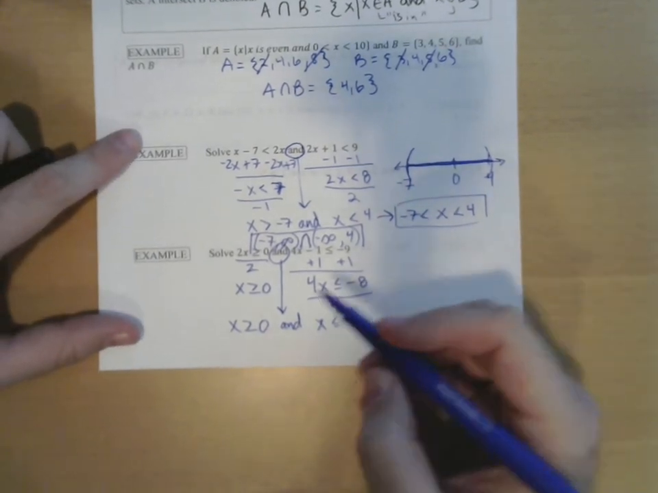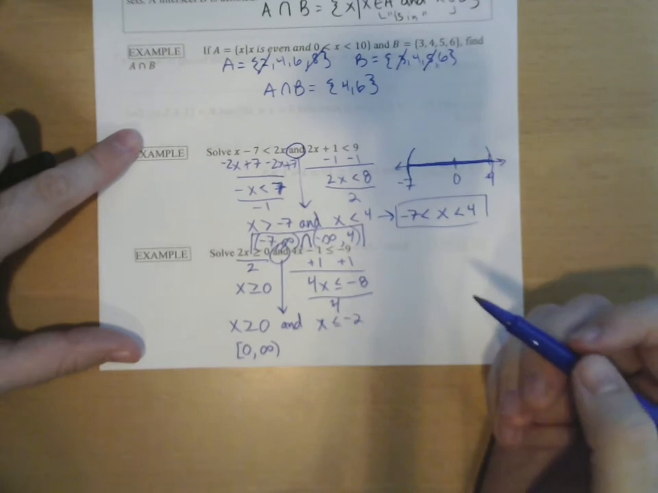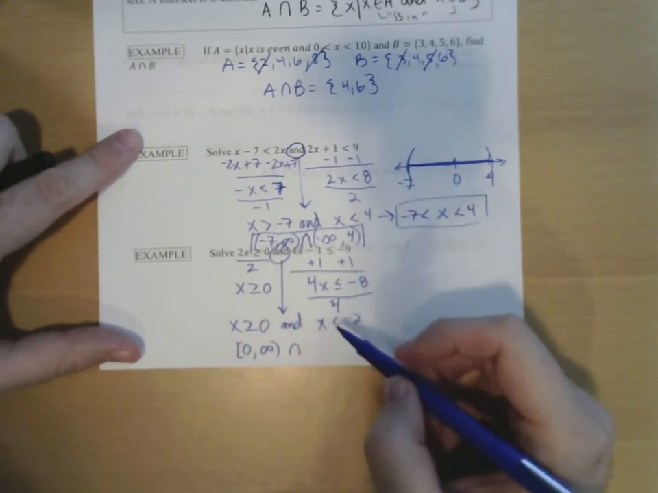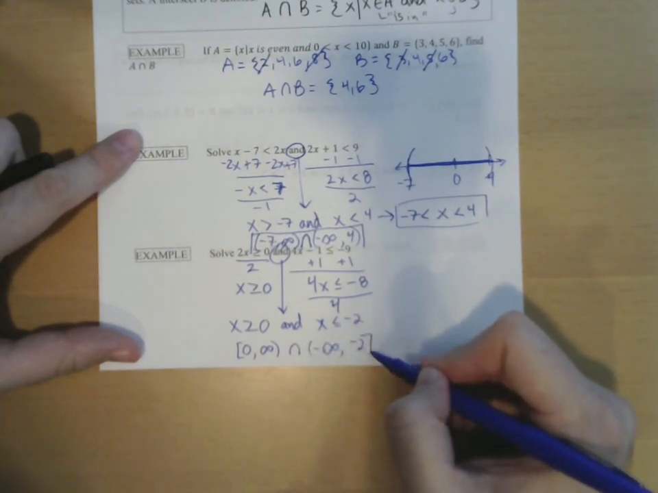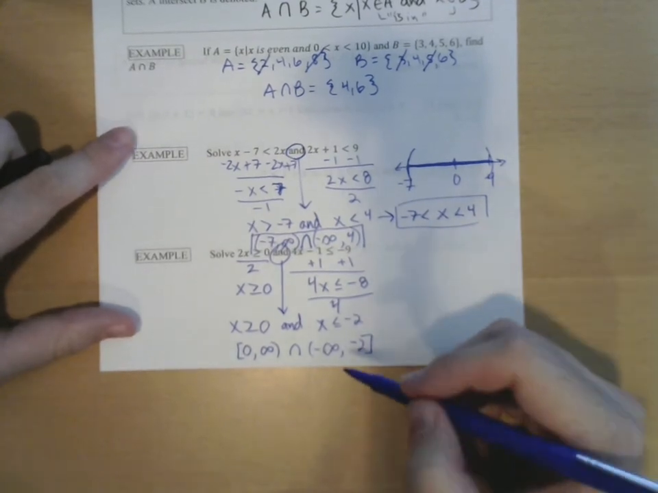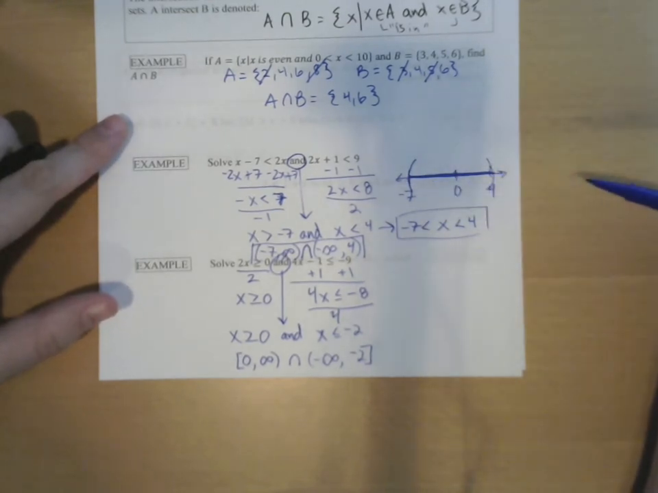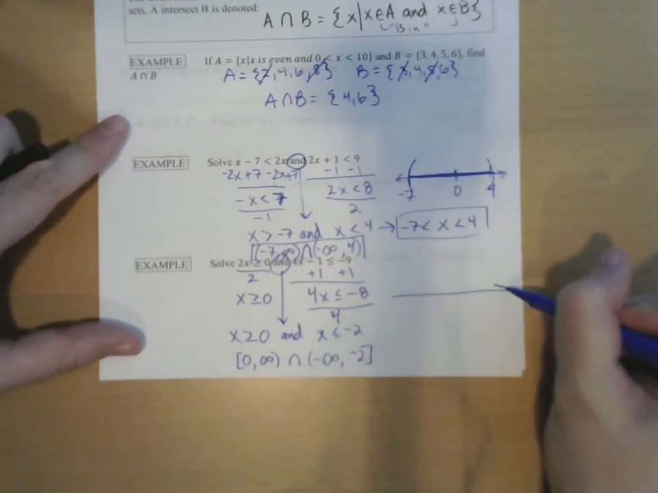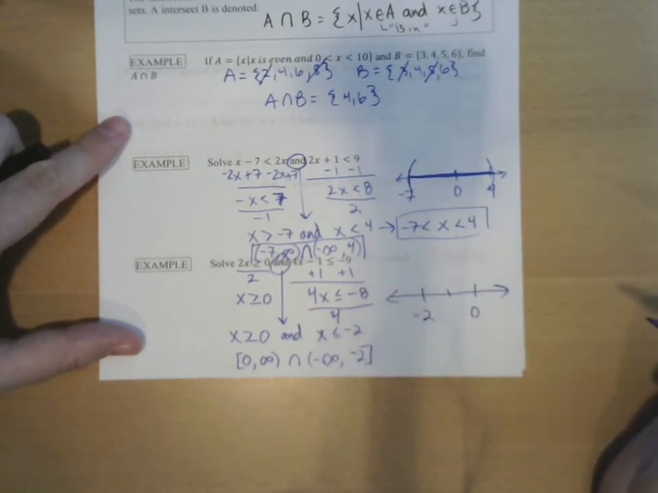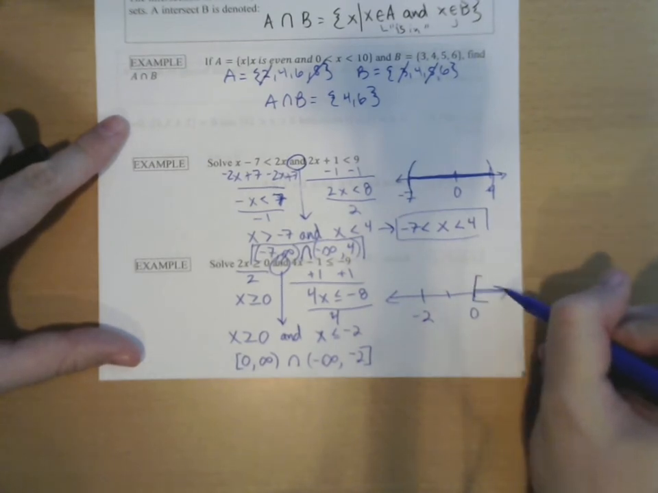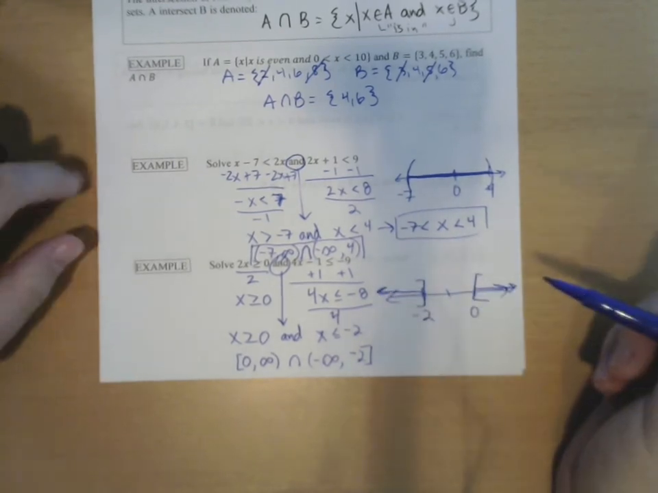And so now this is 0 with a bracket up to infinity. And it's intersected, because it's an and, with negative infinity up to negative 2 with a bracket. So the reason that we force students to graph things so frequently with inequalities and sets is, if we graph this inequality, here's 0, here's negative 2. We start at 0, and it goes this way. We start at negative 2, and it goes this way.